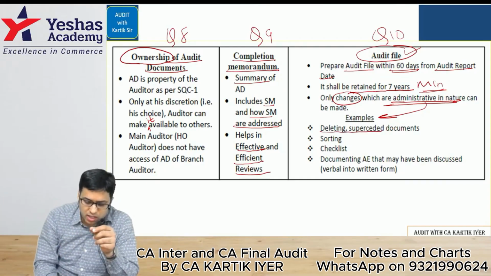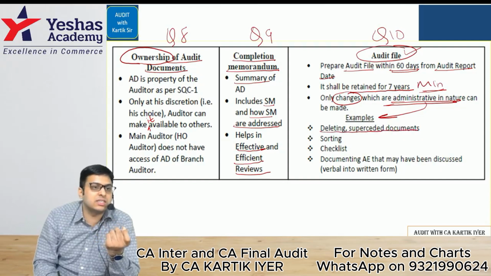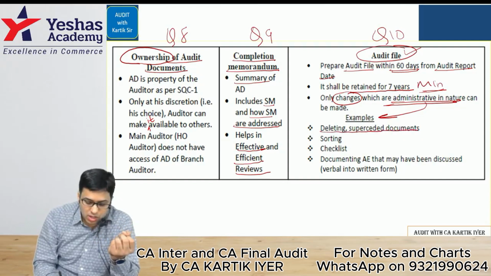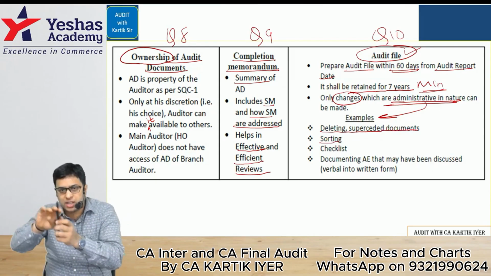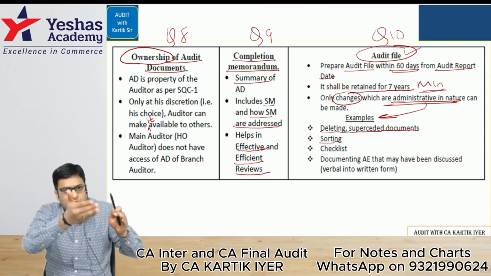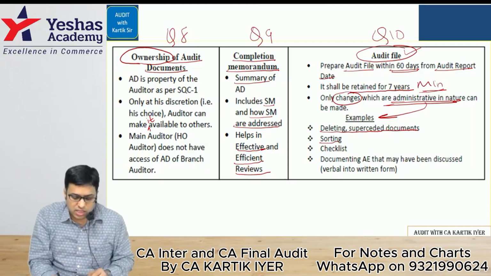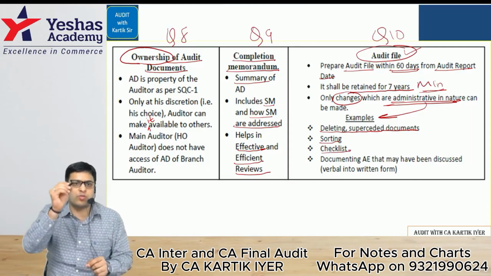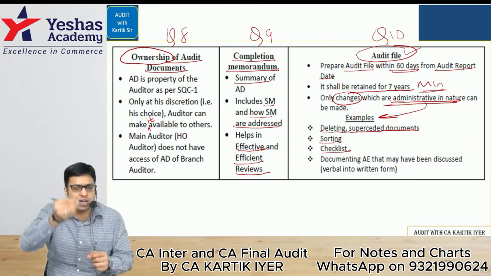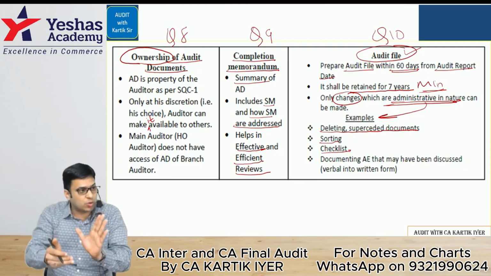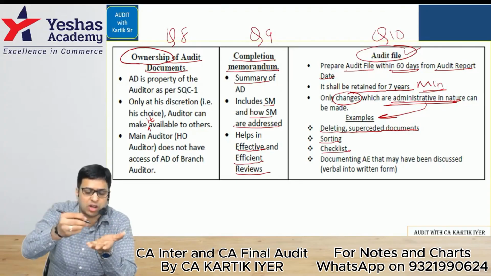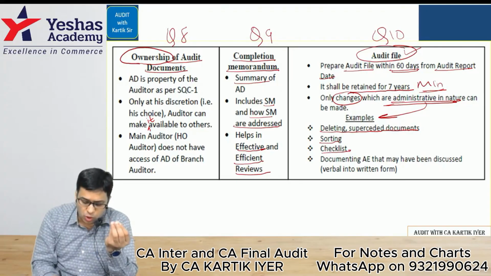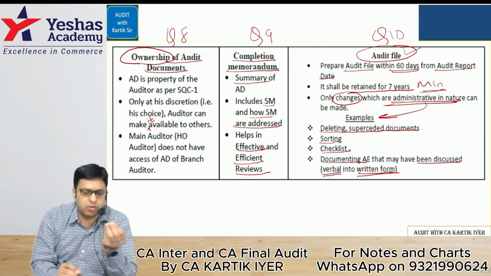This we have done with the picnic policy. Next is sorting. All types of matter regarding a certain topic, can you put it in a certain compartment of a folder? The answer is yes. Checklist basically means making a checklist of all what you need in the audit file so that everything is there in place. You can add that checklist. And last is anything that was discussed, if you are converting it to written form, that is documenting audit evidence that may have been discussed verbally into written form.